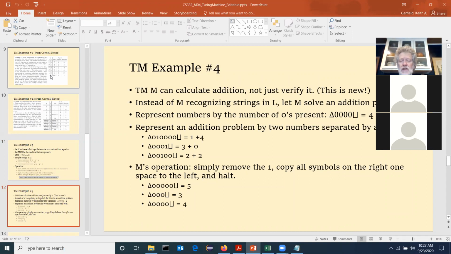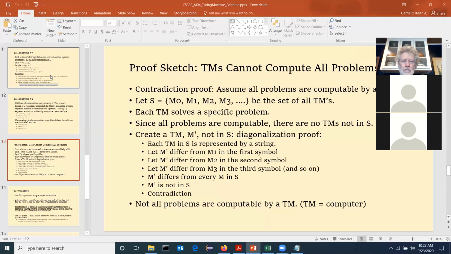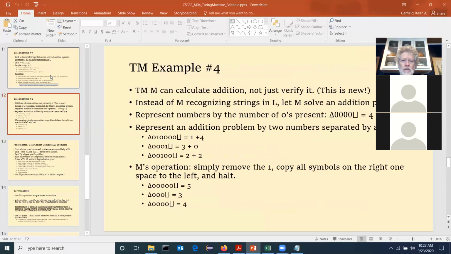All right, so that's how these machines operate. That's how they work. Finally, we have something that can represent computation. And then the question is, so what? What can we do about it?